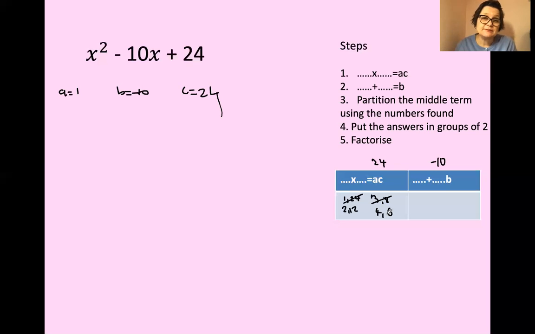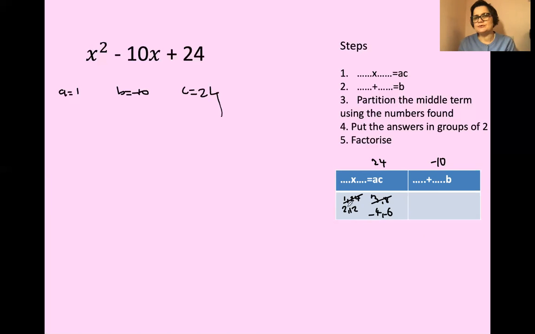But if one of them is minus 2, then the answer is going to be negative, so it's not going to be 24. How about minus 4 and minus 6? Because if I multiply minus 4 and minus 6 together, they would give a positive answer. So the answer is going to be 24. And if I add them together, minus 4, minus 6, of course, is going to be minus 10.